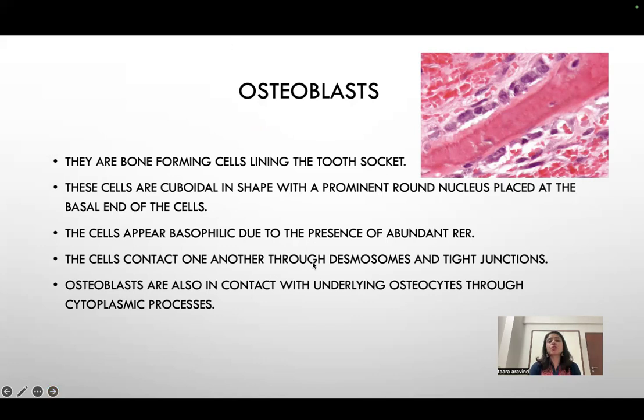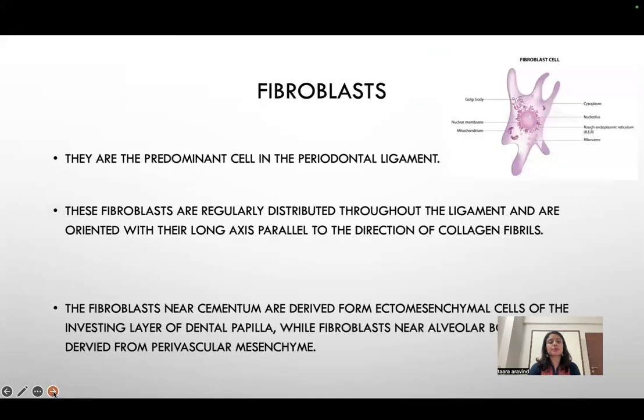The cells contact one another through desmosomes and tight junctions. Osteoblasts are also in contact with underlying osteocytes through cytoplasmic processes. Coming to the next synthetic cell, the fibroblast. They are the predominant cells in the periodontal ligament. These fibroblasts are regularly distributed throughout the ligament and are oriented with their long axis parallel to the direction of the collagen fibrils. The fibroblasts near cementum are derived from ectomesenchymal cells of the investing layer of the dental papilla, while fibroblasts near alveolar bone are derived from the perivascular mesenchyme.